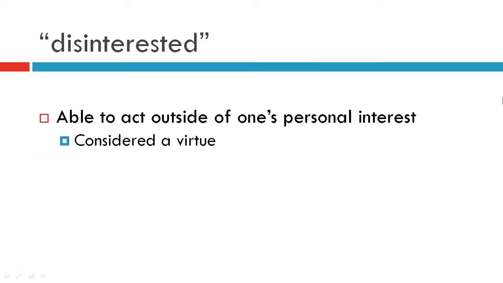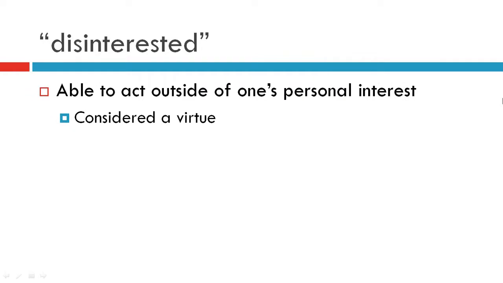This term, disinterested, is so important it actually gets its own slide. It was considered a virtue in 18th century political thinking, and in a nutshell, it means that one was able to act outside of their personal interest. This is a time where campaigning for public office was actually frowned upon. You were almost thrust into the position by your peers, and we have to choose George Washington. He's the obvious choice to be in charge, not something he sought after.